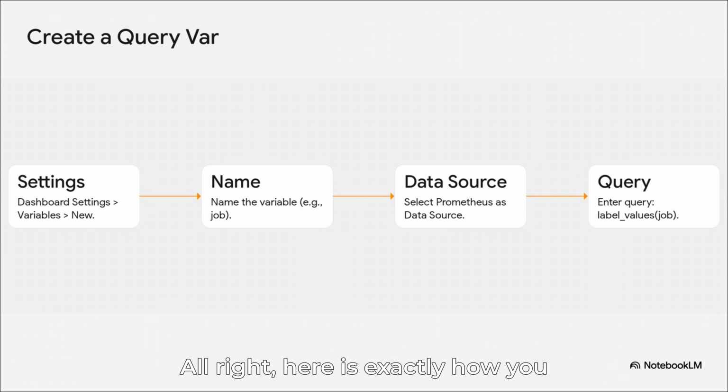All right, here is exactly how you do this in the Grafana UI. First, you click that gear icon for dashboard settings. Head over to Variables and click New. Let's name our variable Job. For the data source, we'll select Prometheus. And here is the real magic part. In the query field, we just type label_values(job). This specific function reaches right into Prometheus, grabs all the unique values for that job label, and instantly populates them into a nice, clean dropdown right at the top of your dashboard.